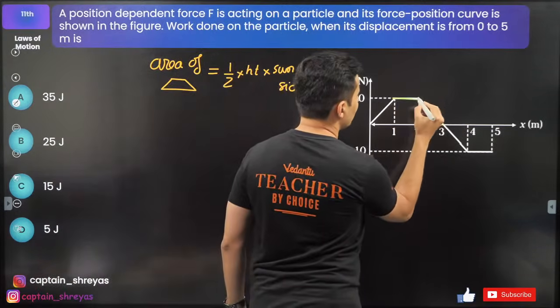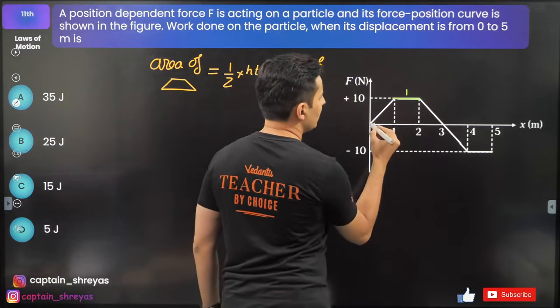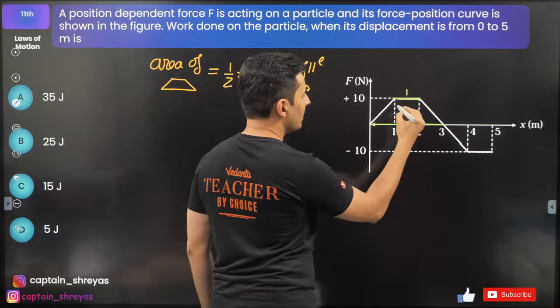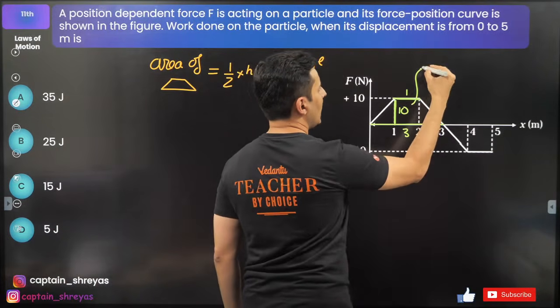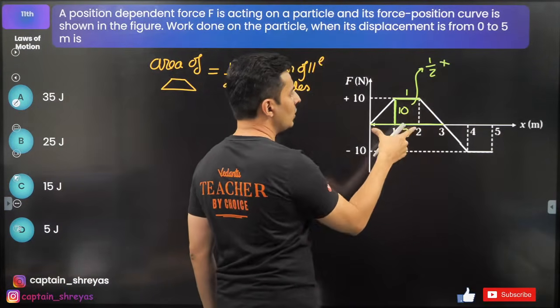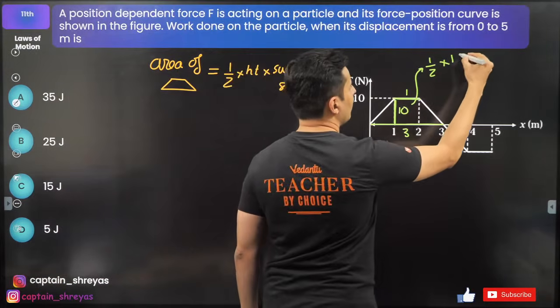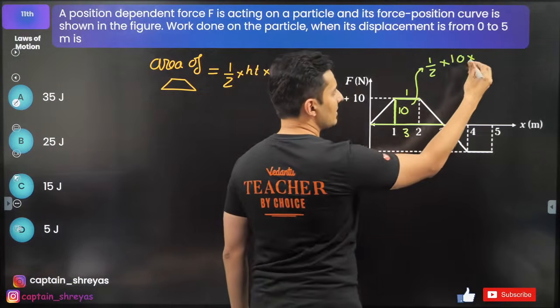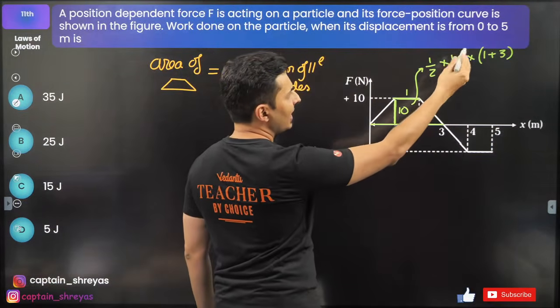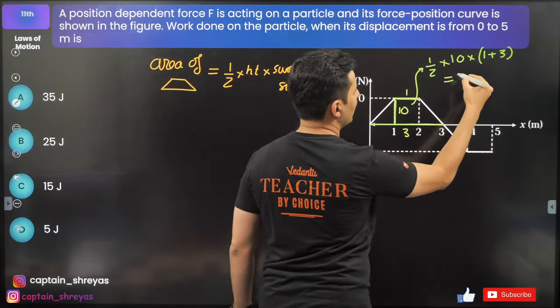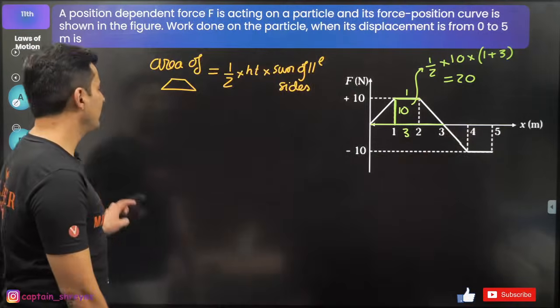Like over here, this side is just 1. This side is nothing but 3. This height is nothing but 10. So the area over here is half into height, which is 10, into the sum of parallel sides, 1 plus 3. So 10 by 2 is 5, 5 into 4 is nothing but 20. So this area is 20.